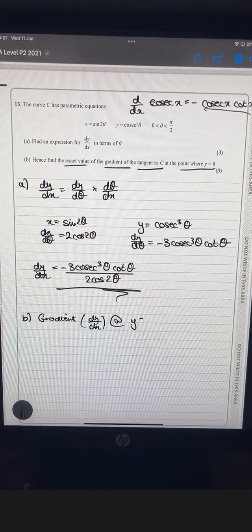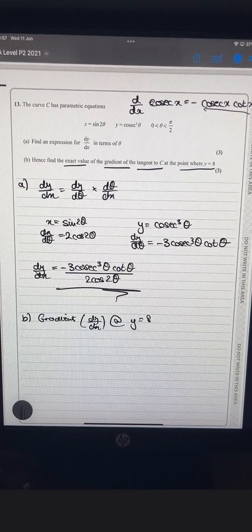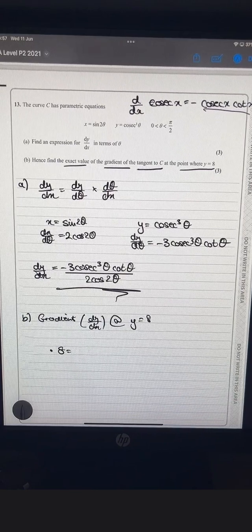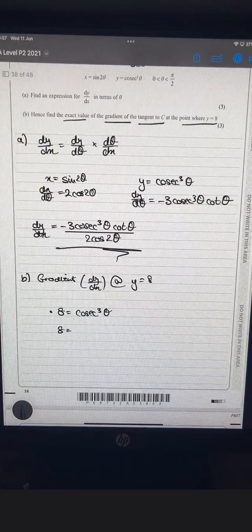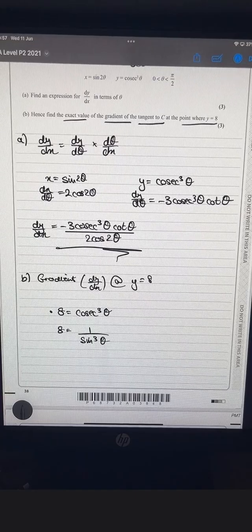So 8 equals cosec cubed theta, which is, remember, cosec is 1 over sine, because the letters switch. So 1 over sine cubed theta. So sine cubed theta is equal to 1/8. Therefore, sine theta is equal to a half. Cube root both sides. That's how you do it.